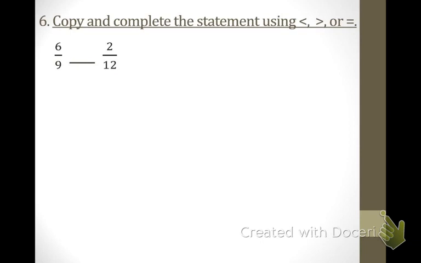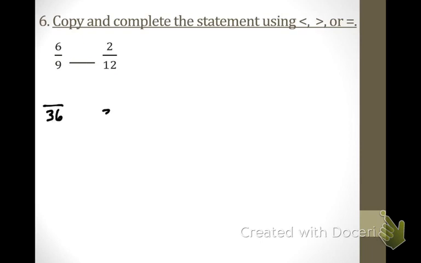The problem is these guys don't have a common denominator, so it's very tough to compare them. So let's see if we can find a common denominator. Can a 9 go into a 12? No. All right, so we're going to have to do the next multiple. What's the next multiple of 12? 24. Can a 9 go into a 24? No, it cannot. What's the next multiple? 36. Can a 9 go into a 36? Yes, then I know that is my common denominator.